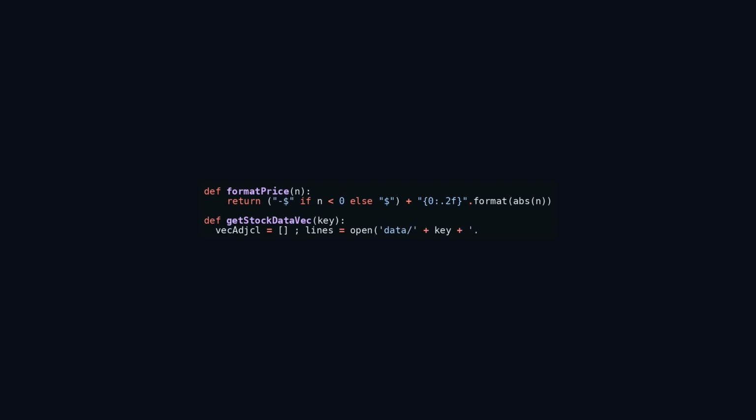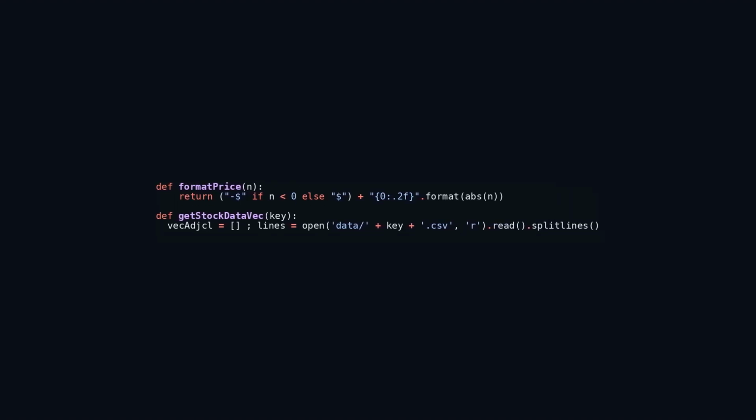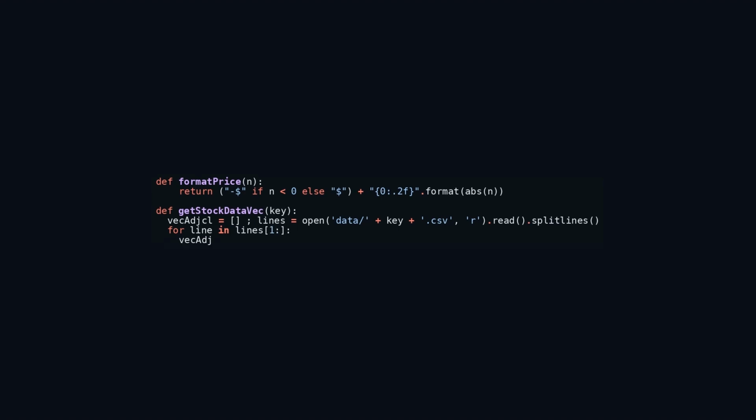2. Get stock data. In this function, stock data is read from a CSV file, probably containing historical stock prices. It extracts the adjusted closing values linked to a specific key and then compiles them into a list.